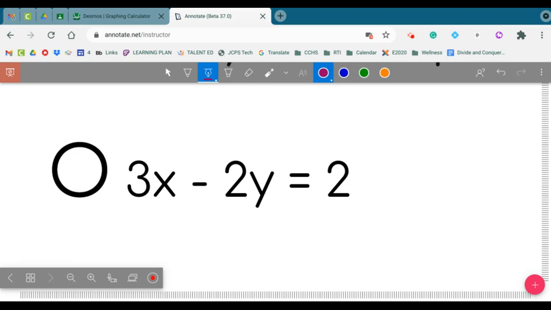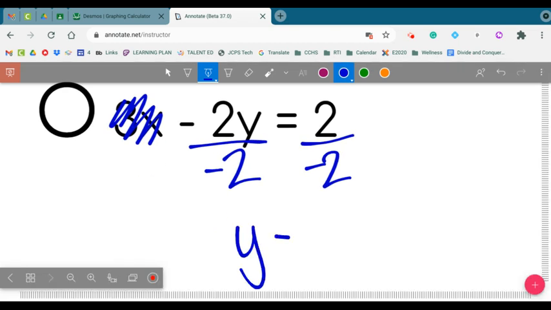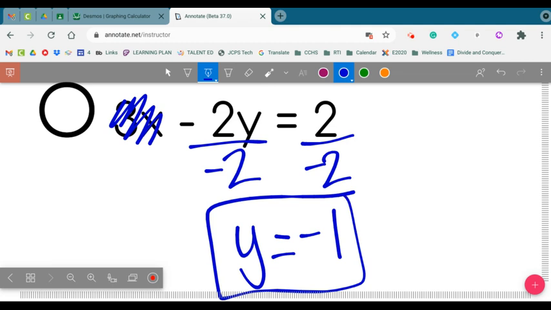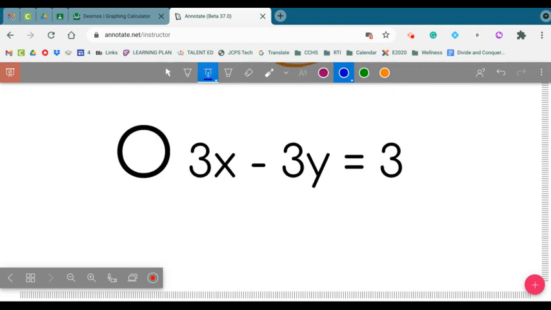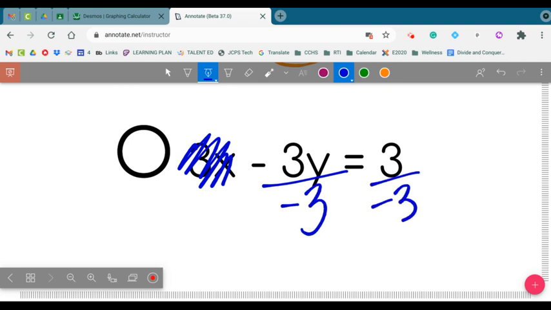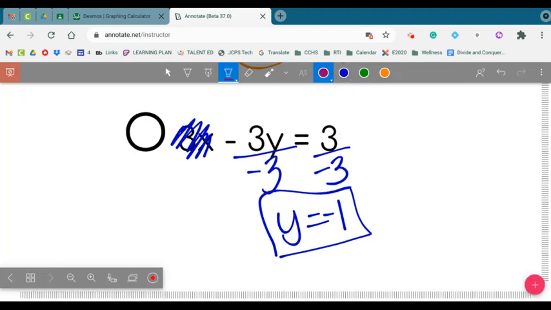Next one, cross off your x. I have to divide both sides by -2 to get my y value. You get y equals -1. That is the same. So that one is an option. And then last one, cross off the 3x, divide both sides by -3. You get y equals -1. That is a y-intercept of -1. So that one is the same. So only 3 of them are the same.